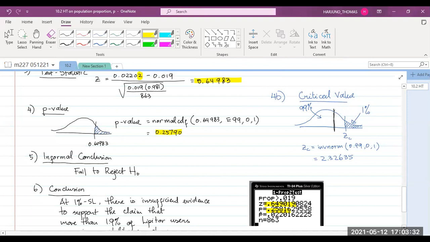Okay, let's show the computation more precisely. I will start with this. My p-hat is 19 over 863. And then I subtract 0.019, so this number is not rounded at all, divided by the square root of 0.019 times 0.981 divided by 863. I'm supposed to get the same number they have there.